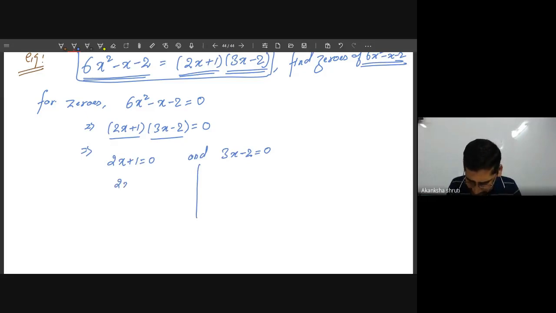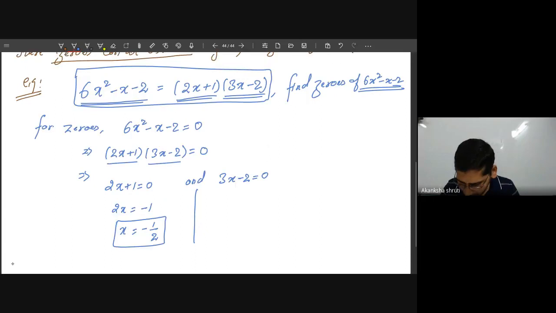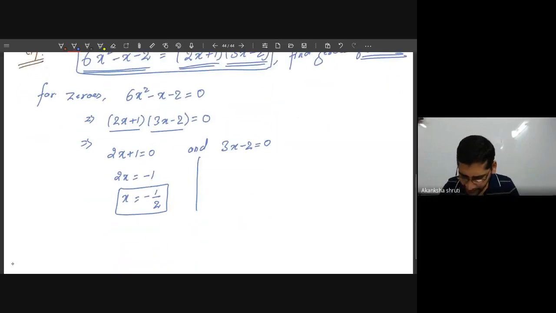So keep 2x on this side, bring the constant to the other side. Then x is equal to minus 1 by 2. The 2 comes in the denominator. So this is one value of x. And solving the other one, 3x minus 2 equals 0. The constant has to be sent to the other side, so minus 2 turns into plus 2. So x equals 2 by 3, with 3 in the denominator.